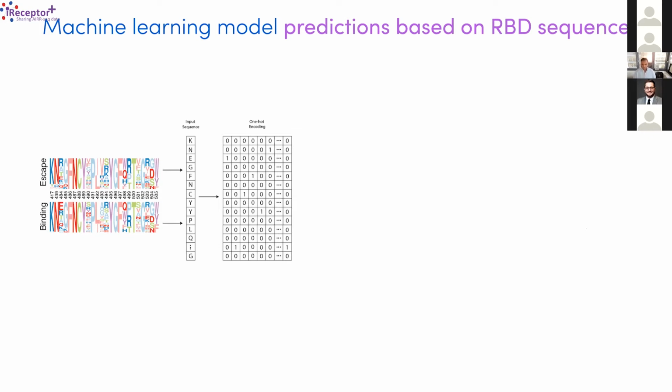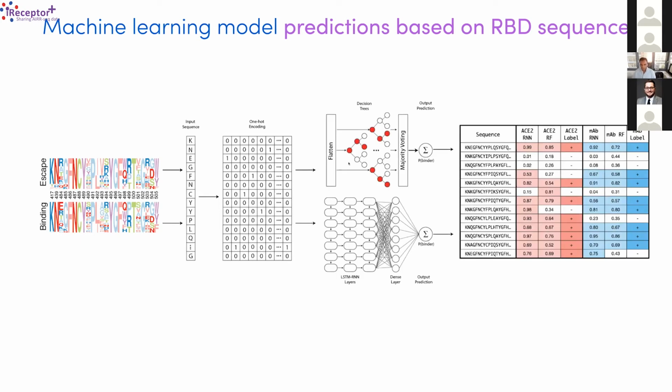And then we essentially train different machine learning models. What's pictured here is a random forest and a long short-term memory recurrent neural network, or LSTM-RNN. Those are pictured because those are the final models that we've selected, which I'll show you why in a minute. But once we've trained these models, essentially it's supervised machine learning. So the model is learning what sequences from the training data are associated with binding and what sequences are associated with non-binding or escape. And then once those models are trained, of course, you test it on some test data, and the output will be a probability.